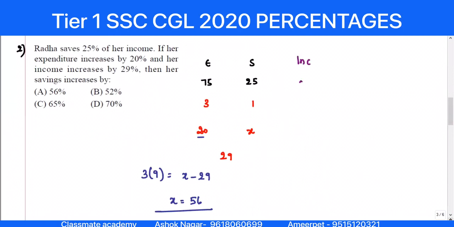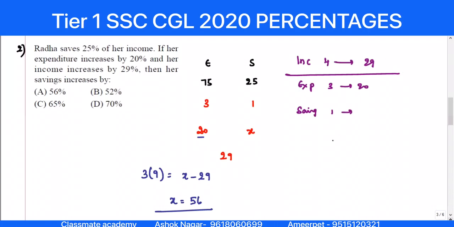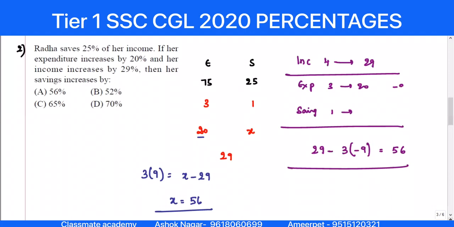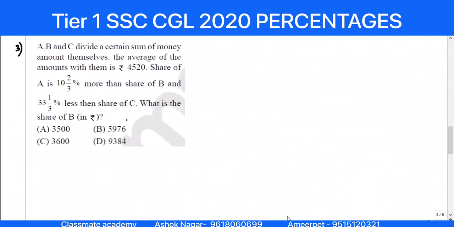Income, expenditure, savings. This is 4 parts, out of which it is 3 and 1. Income increases by 29. Expenditure increases by 20. So how much does it increase? You remember, I said if this number is missing, this is the average, that is 29 minus 3 into the deviation, which is -9. How much is it? 56. Because the deviation is how much? -9 into how much? 3. 29 minus of minus 27. That gives you 56.